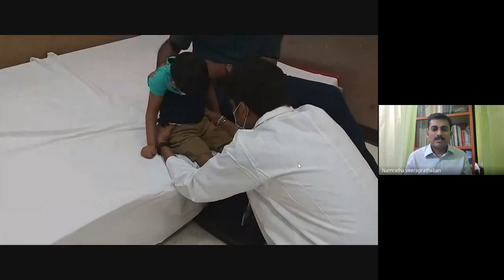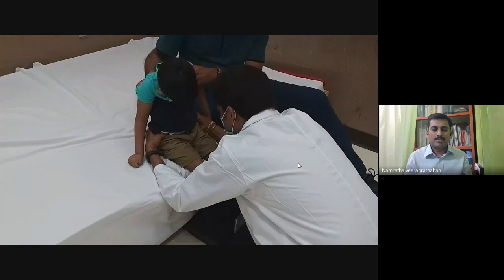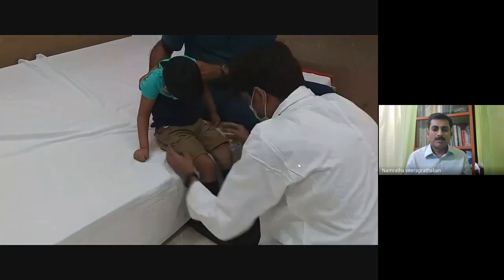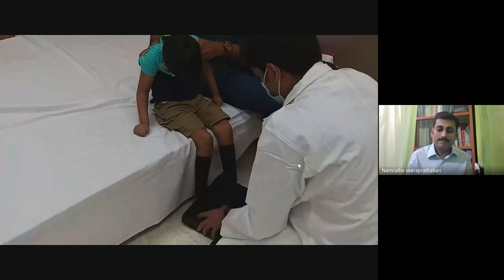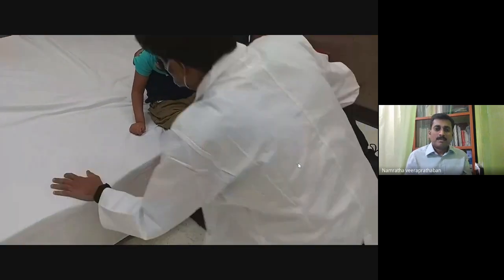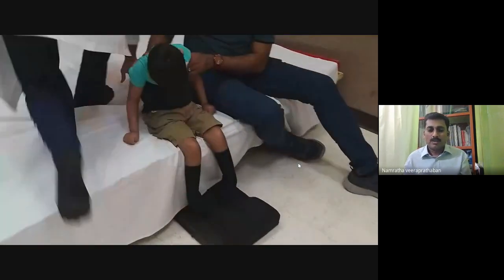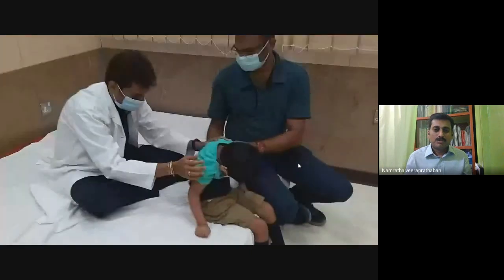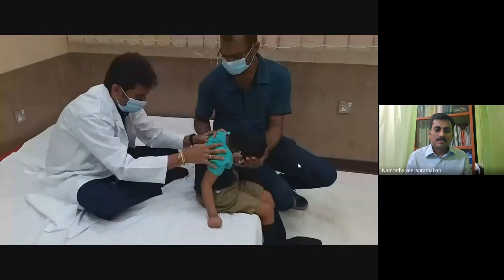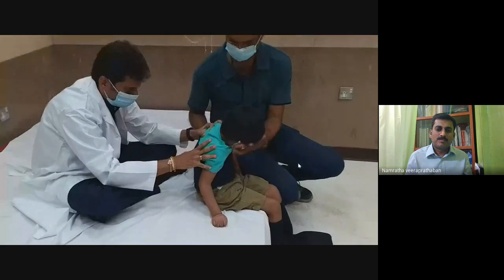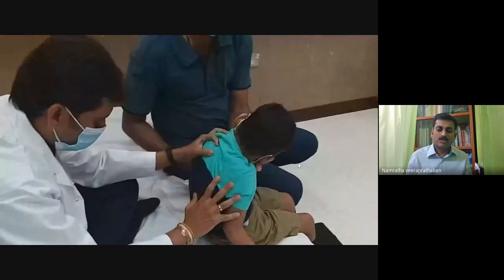Okay, now I am doing a sitting evaluation. I'm analyzing his posture. He is sitting with a posterior pelvic tilt, which is ASIS behind the GT. And look at the attitude of the lower limbs. I'm going to the spine. You can see the spine is severely kyphotic and scoliotic as well.